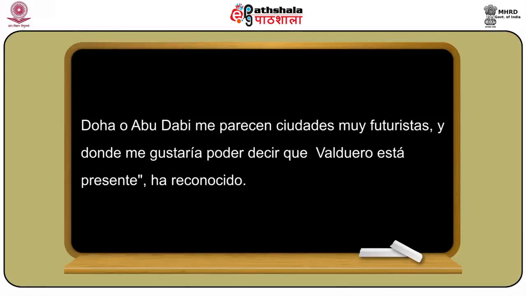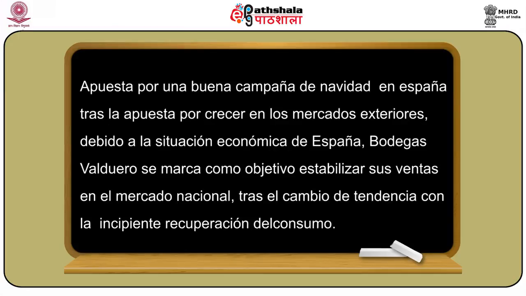Carolina García Viadero ha confesado que su ilusión es que sus vinos desembarquen en los Emiratos Árabes, aunque reconoce que sería complicado por cuestiones religiosas y filosóficas. La idea me atrae muchísimo porque es una zona con una economía de muy alto standing y creo que en breve será un punto muy estratégico. Doha o Abu Dhabi me parecen ciudades muy futurísticas y donde me gustaría poder decir que Valduero está presente, ha reconocido. Apuesta por una buena campaña de Navidad en España, tras la apuesta por crecer en los mercados exteriores debido a la situación económica de España.